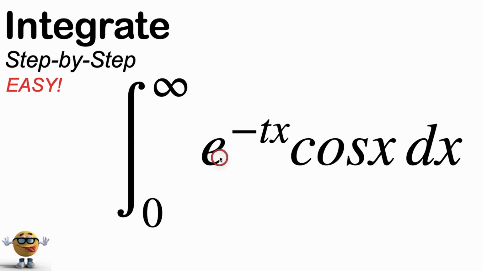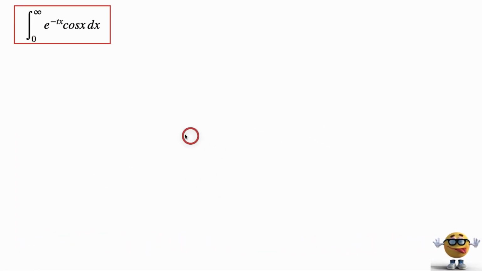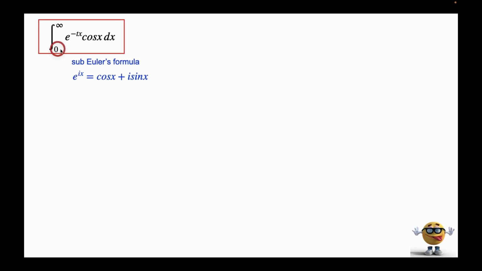Alrighty, y'all, we're going to evaluate the integral of e to the negative tx cos x from 0 to infinity, and it's going to be awesome because we're going to do a super short, awesome way to do this integral. Here we're going to use Euler's formula. Bear with me. Trust me, this is going to make our life so much easier to evaluate this integral.